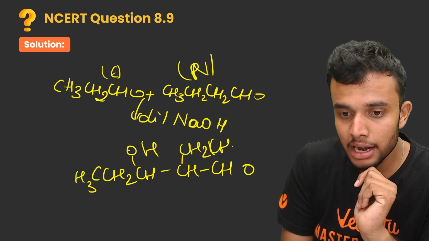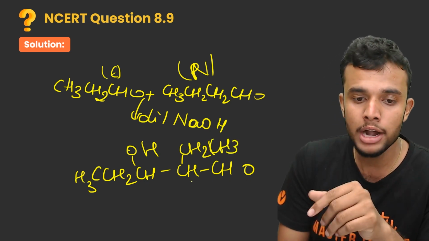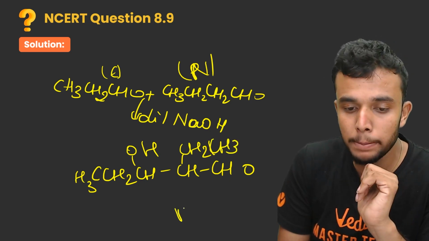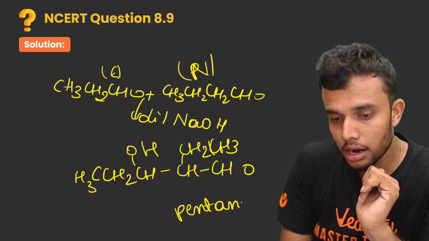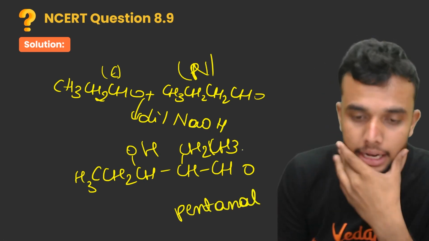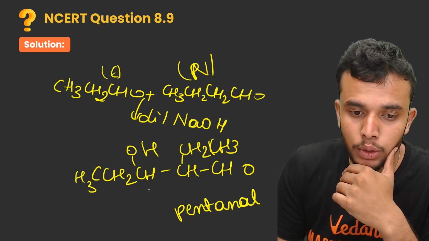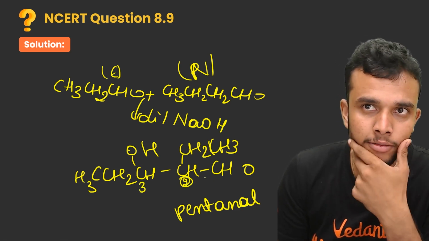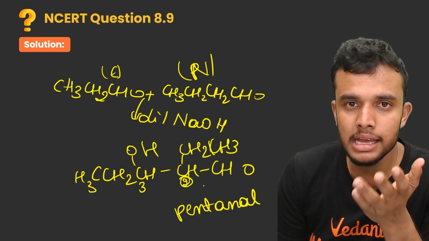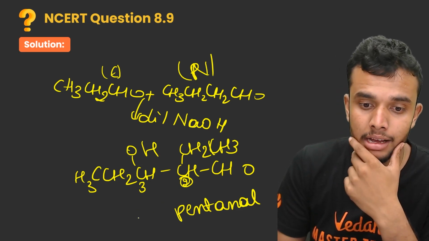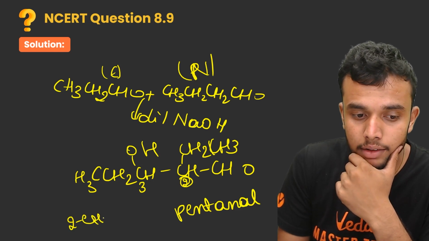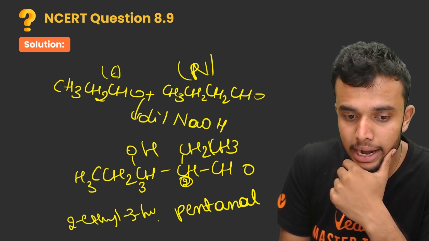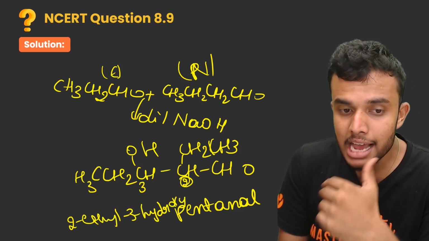Okay students, the name of the compound: 1, 2, 3, 4, 5, so it is pentanol, the aldehyde, pentanal, with a hydroxy group at the third position and an ethyl group at the second position. That's why E comes first, A, B, C, D, E, F, G, H, E comes first. That's why 2-ethyl-3-hydroxy pentanal. Understood students? Let's move on to the next one.